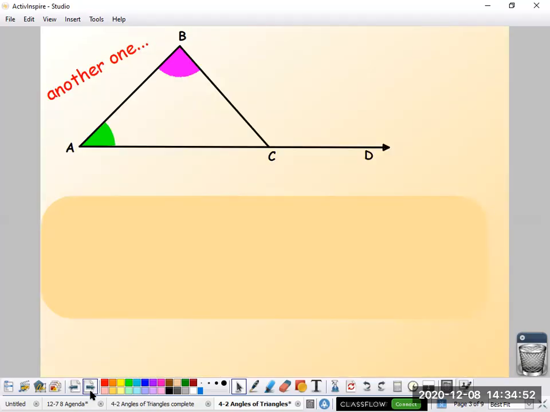Now, let's take a look at this. Notice how on triangle ABC here, we extended the side. And right here at C, it keeps going on through D. We've extended the side and created an exterior angle right there. So we're going to take the measure of angle A, and then B, and combine them together, and notice they fit into that exterior angle beautifully.